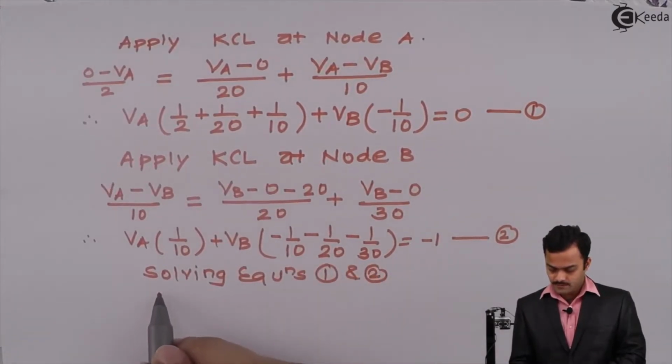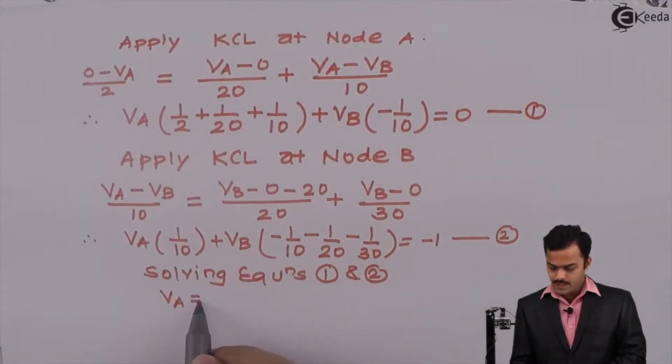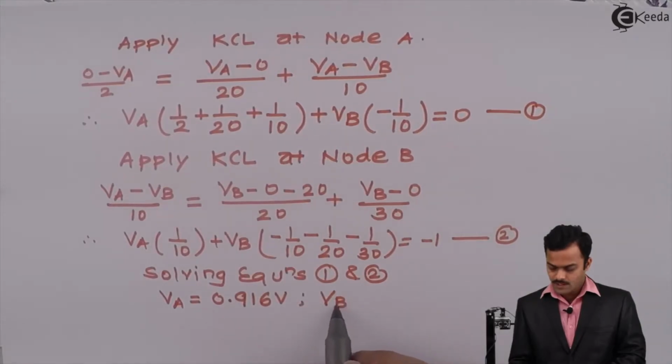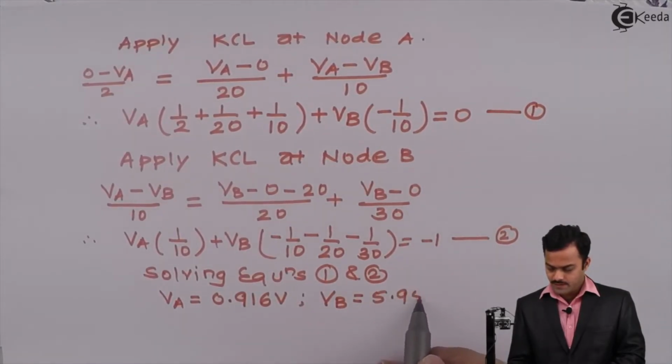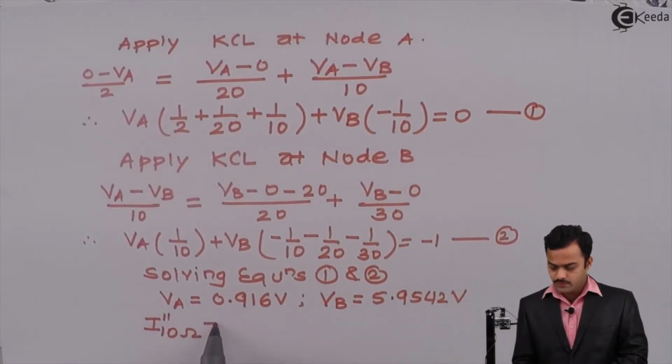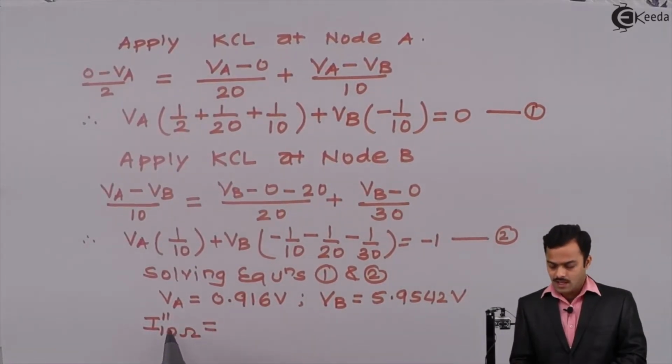I will get VA as 0.916 volt and VB as 5.9542 volt. Our job is to get current flowing through 10 ohm resistance because of 20 volt source, which I denoted as I 10 ohm double dash.